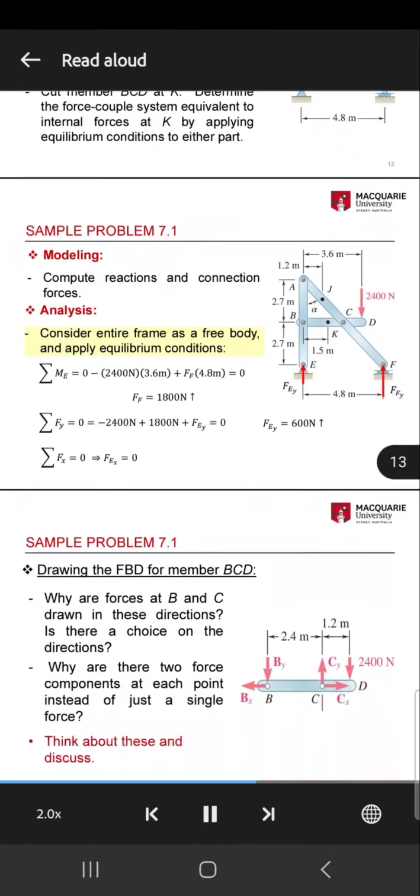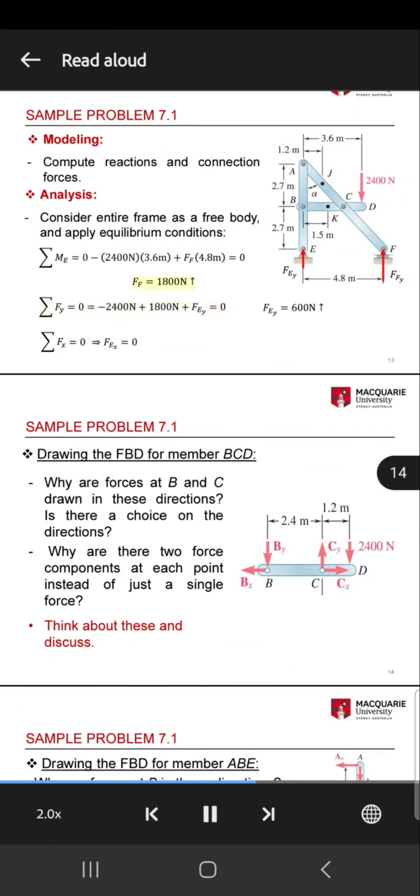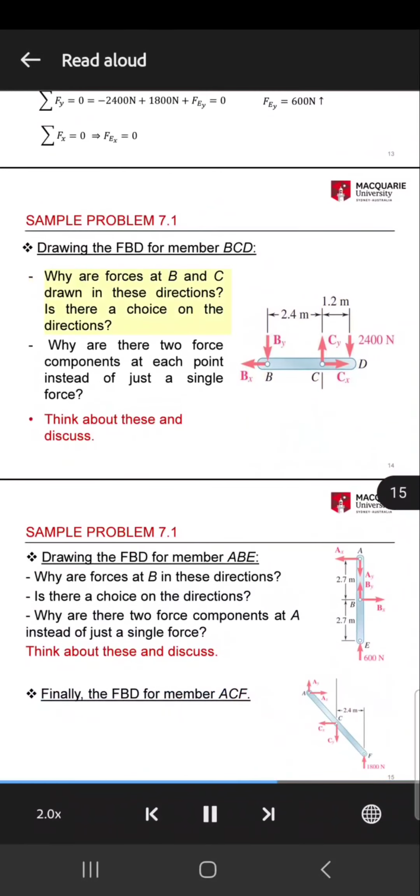Modeling: compute reactions and connection forces. Analysis: consider the entire frame as a free body and apply equilibrium conditions. Sum of Fy equals 0 equals minus 24 plus F. Free body diagram of member BCD: forces at B and C are drawn in these directions. Is there a choice on directions? Why are there two force components at each point instead of just a single force? Think about this and discuss.